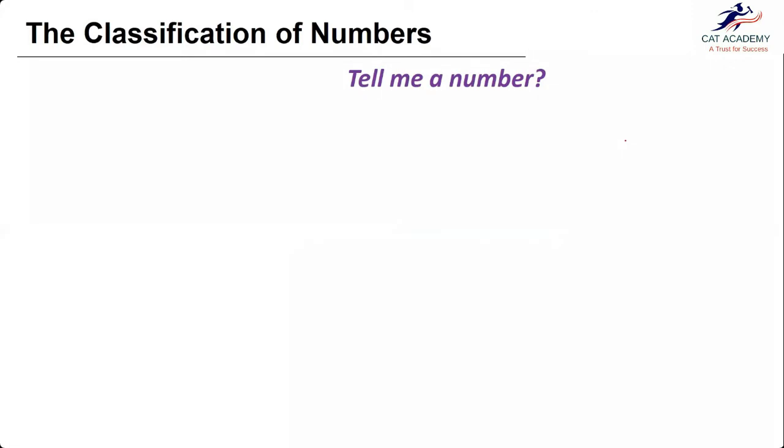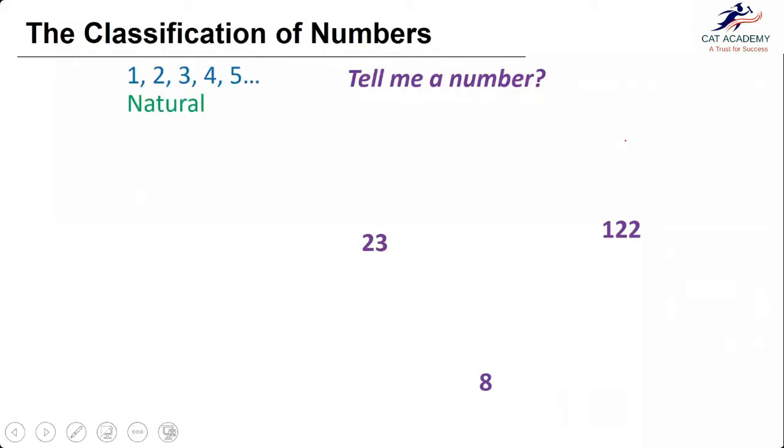So tell me a number. So let's say 8, 23 or 122. What are these numbers called? These numbers are called natural numbers. That's my basic or starting natural numbers. Okay. Then let me include a 0 in my counting, because 0 was not included so far. So including a 0, now the numbers will be called whole numbers. Correct?